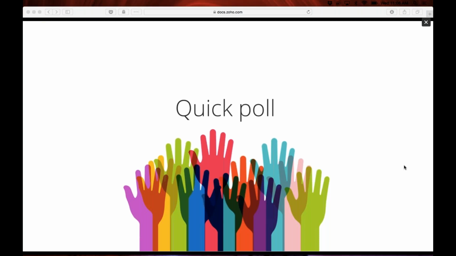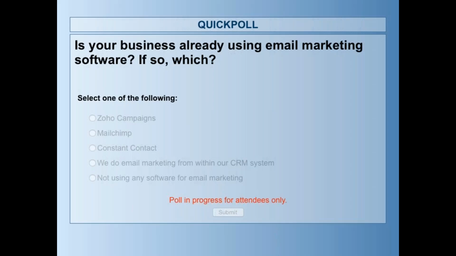My first question is going to be maybe an obvious one. Is your business already using email marketing software? And if so, which? There's a few different options here: Zoho Campaigns, MailChimp, Constant Contact. Maybe you're not using any email marketing software. Maybe you're doing it all from within your CRM.